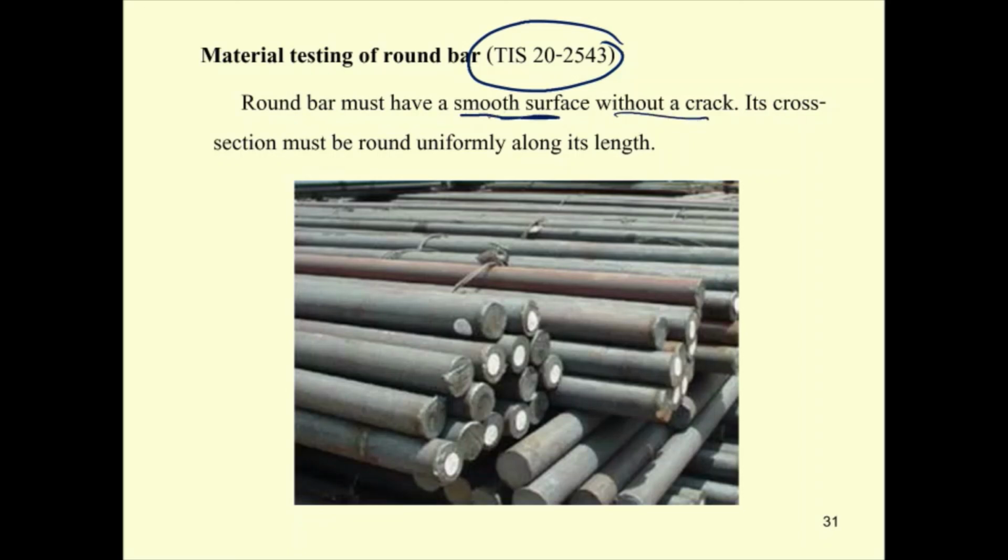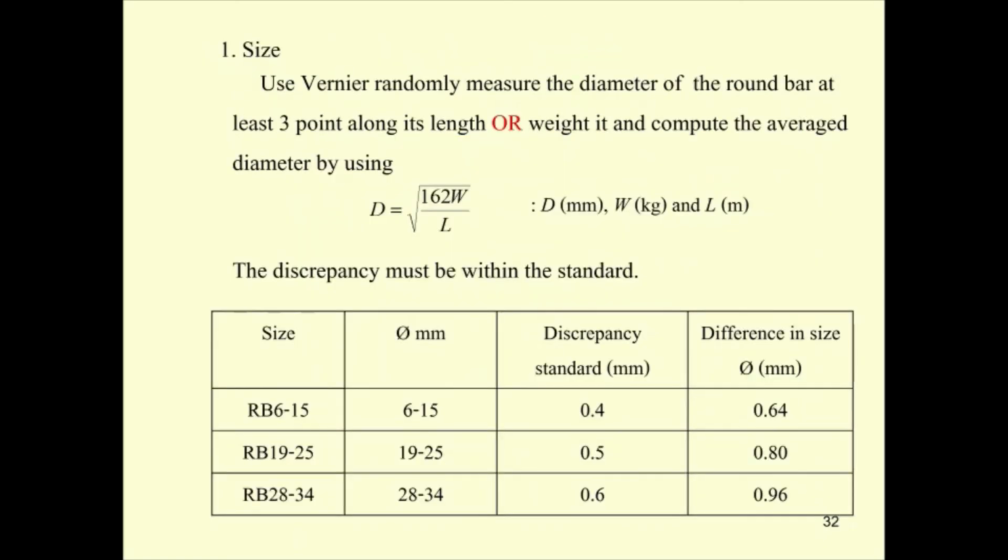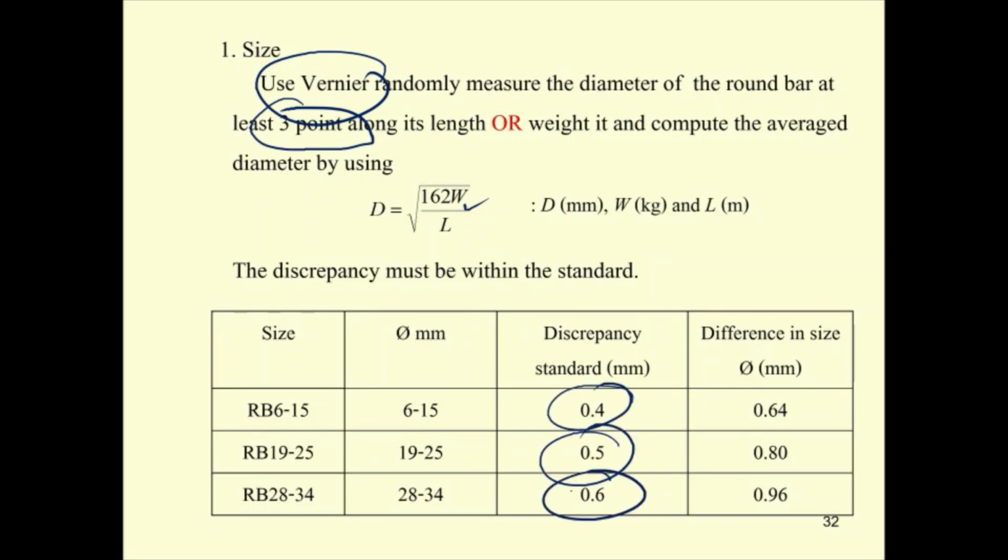Then the cross section must be round and uniform along its length. And you can have two ways to determine the diameter. You may use a vernier as you did in the lab, measuring at 3 points and taking the average. Or you may weigh it and then put it into this equation. And the discrepancy is this. Okay, it cannot be larger than this.